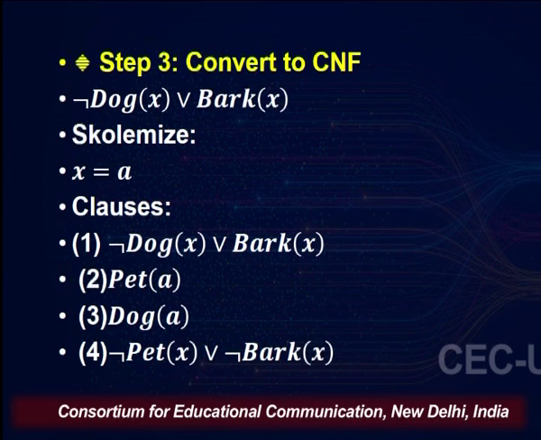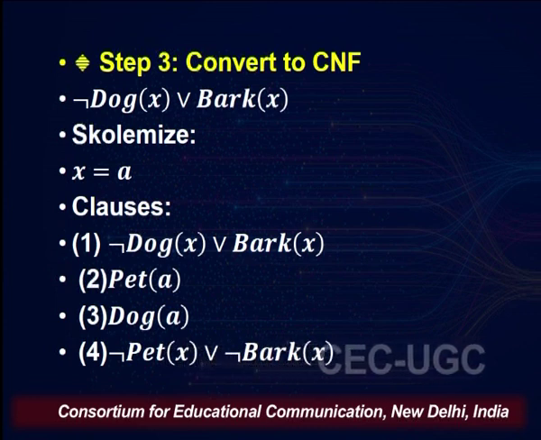So, with this set of clauses, now we can use maybe the second and the fourth one, unify x with a, and then cancel out pet a and negation of pet a. Then we have negation of bark x in one and bark x in the other, so bark x will be cancelled out with negation of bark x.